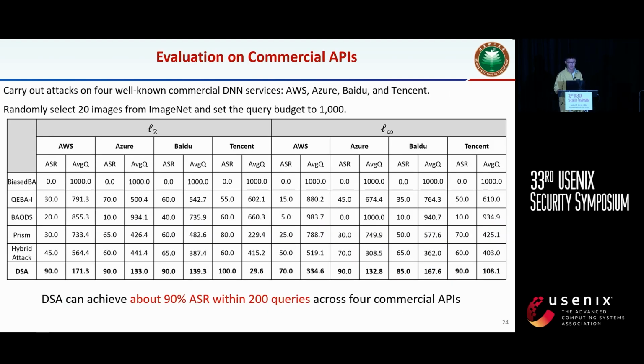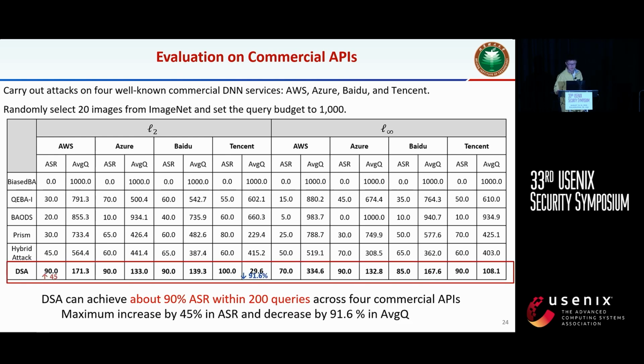We conduct real evaluations for popular commercial DNN services. The results show that DSA has the ability to achieve about 90% average success rate within 200 queries. Compared with the second best result, DSA increases the success rate by up to 45% and reduces the average queries by up to 91.6%.